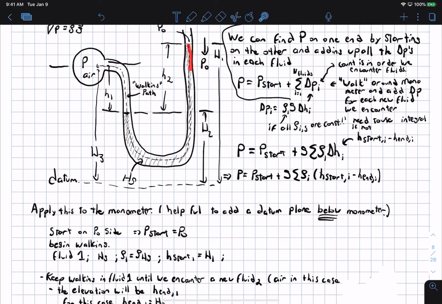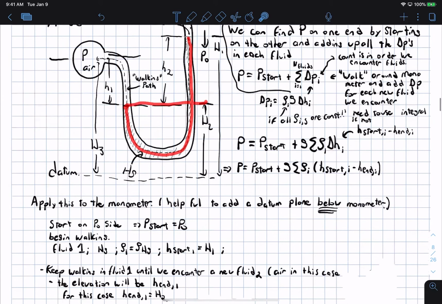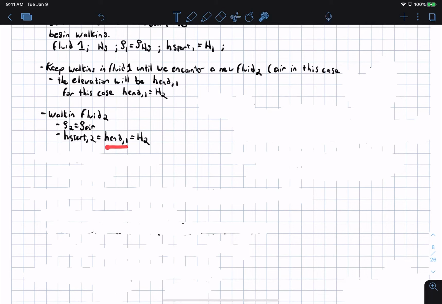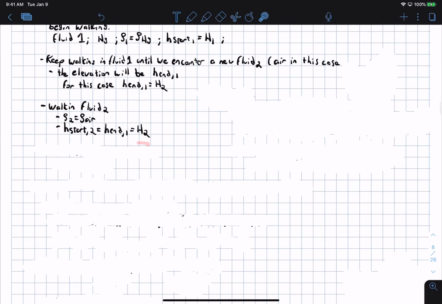I'm starting here at H1. I go down, and then I go back up, and I wind up at this height here, H2. Then after that I encounter the air. So rho 2 is equal to the density of the air, and H start 2 is equal to H end 1. Basically, we are starting in the air where we ended in the mercury, and that's H2.